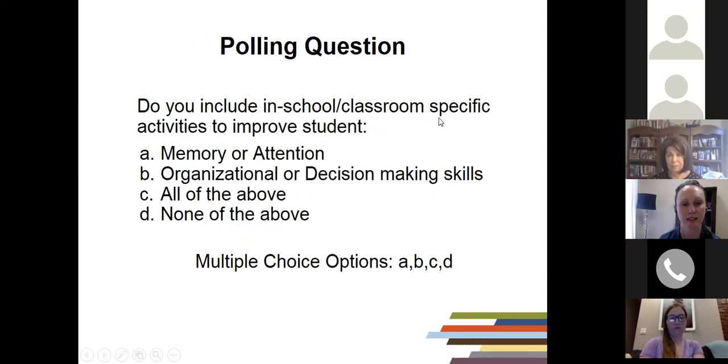We can go to the next, okay, there we go. So our first polling question, and should people use the, oh, look at that, a nice little polling box popped up.